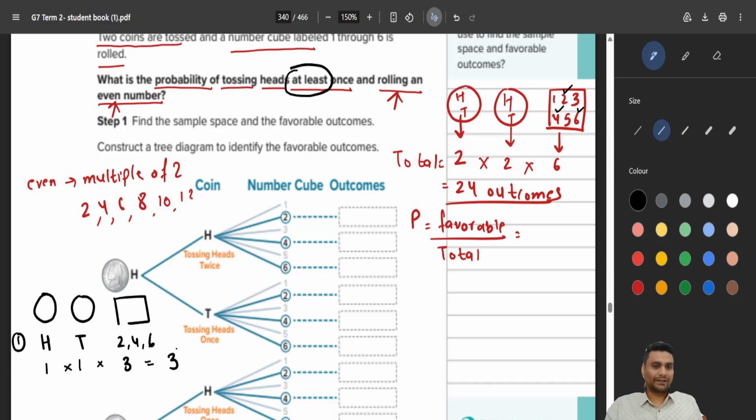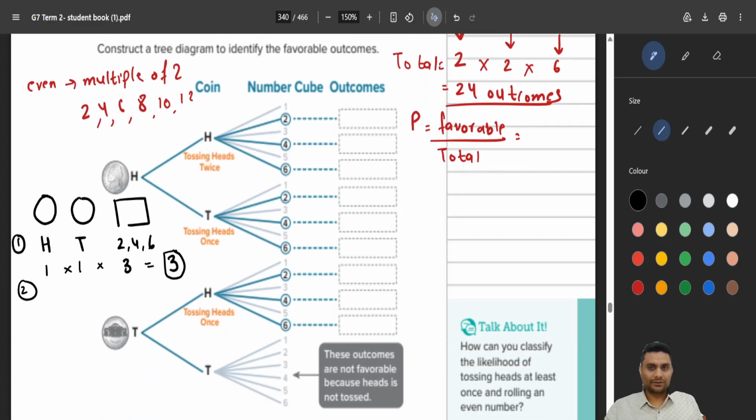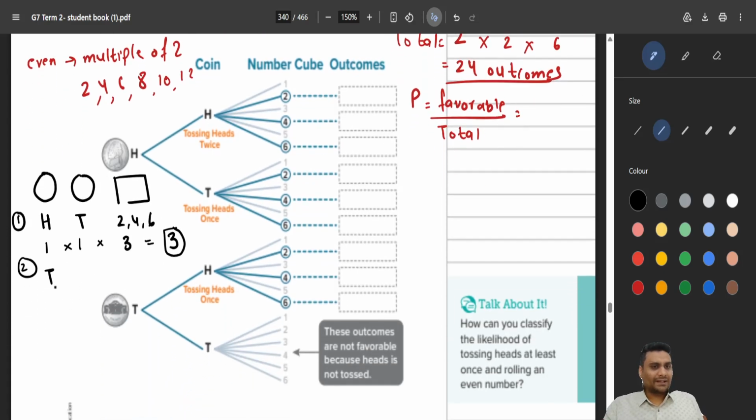But it does not end here. He said at least one head, so the second possible case is, let me just scroll it down a little bit, the tail can come here and the head can come here. This is again a different outcome, right? And again the 3 even numbers, right? 2, 4, 6. So 1 times 3 again. So again I got 3 different outcomes, right?